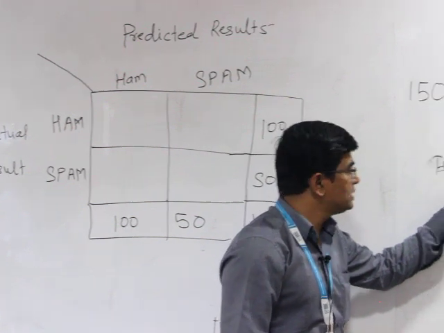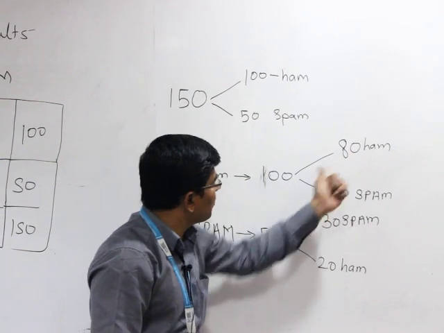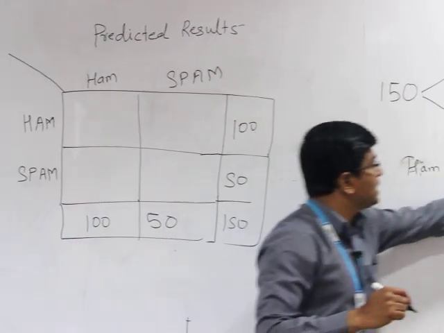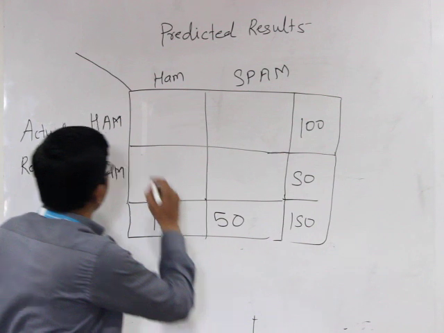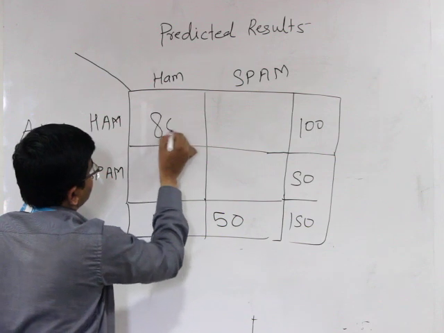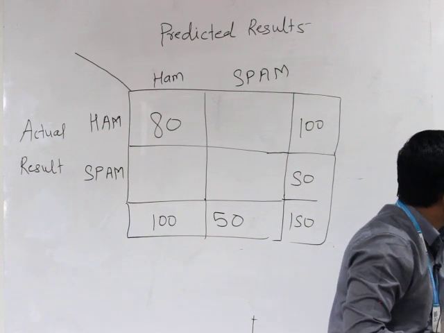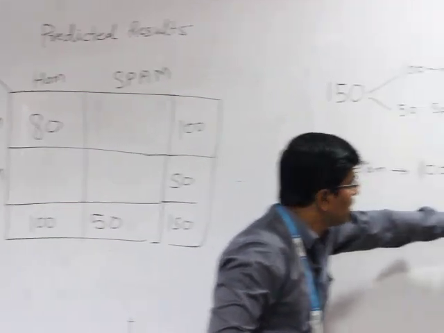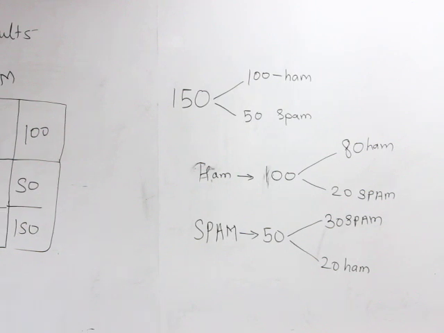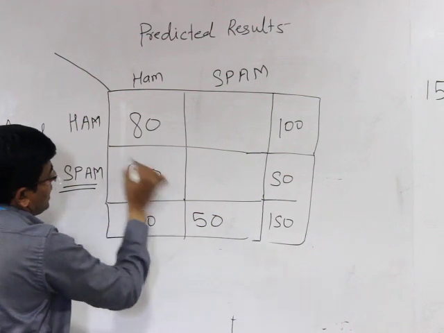So let's go to our classifier, which has predicted ham 100, but we have found that only 80 from that 100 are actually ham. So my classifier has predicted 80 as ham and they are actually ham, that is 80. Similarly, my classifier has predicted 20 as ham, but actually they are spam. They are misclassified as ham, but they are actually spam, so 20 are spam.